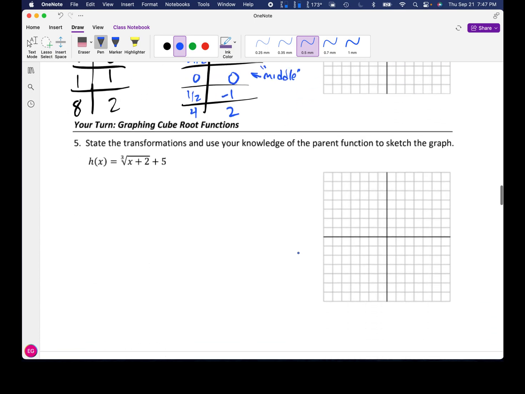Alrighty, this is fun. Your turn. You should pause the video and try it yourself. How'd you do? Great, I hope.